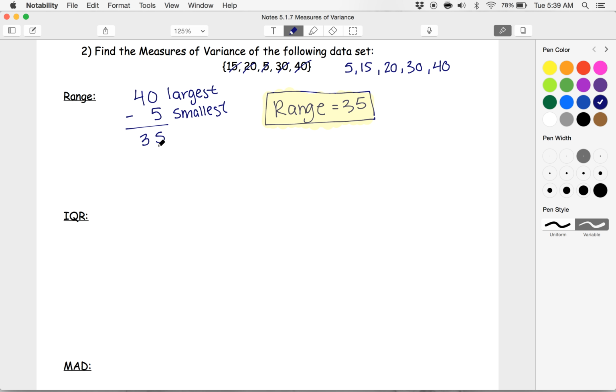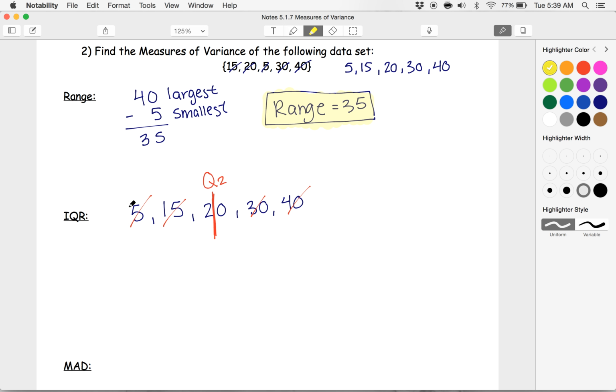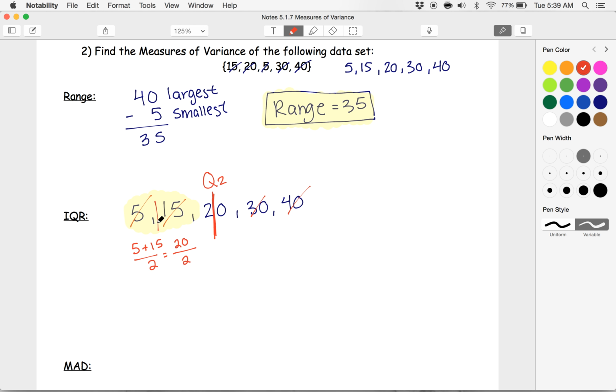Next, we have our interquartile range. So I'm going to write out my list. And I need to find my middle number, which looks like it's going to give me 20. So 20 is my quartile 2. I take a look at the first half of data, and I've got a 5 and a 15. I need to figure out what is the median between these two. That gives me 20 over 2, which means my quartile 1 is 10.